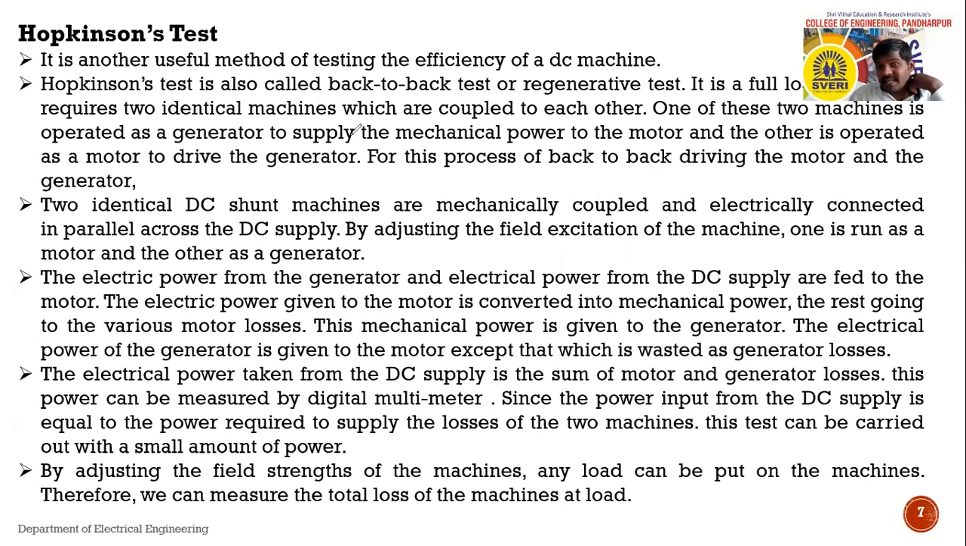Why is it called the back-to-back test? In the Hopkinson test, we require two identical machines. It is another useful method of testing, for calculating the efficiency of a DC machine. This is another method by which the efficiency of the DC machine can be calculated. The Hopkinson test is also called the back-to-back test.